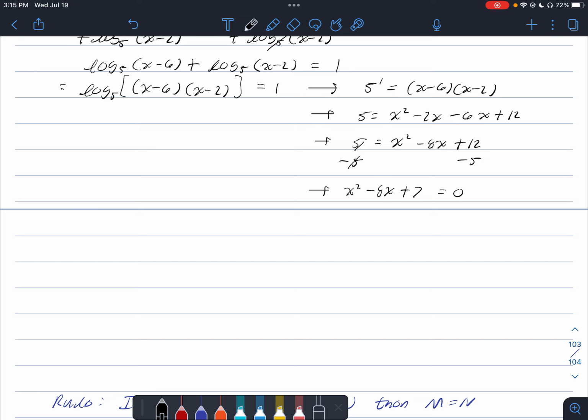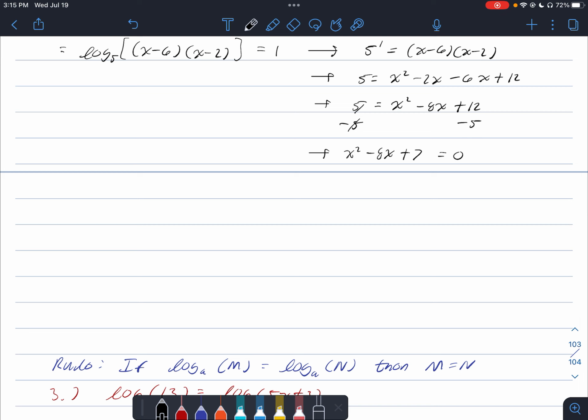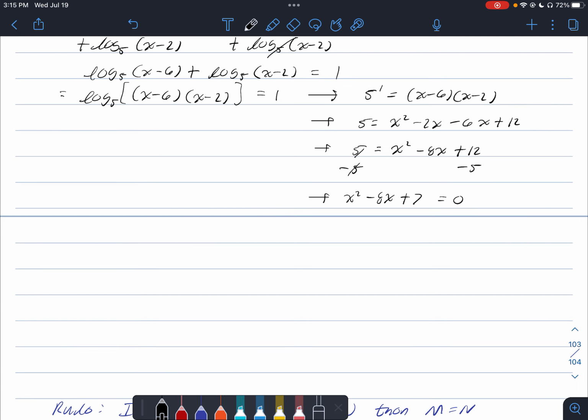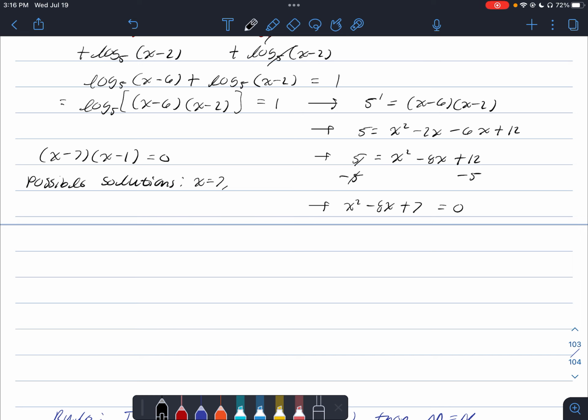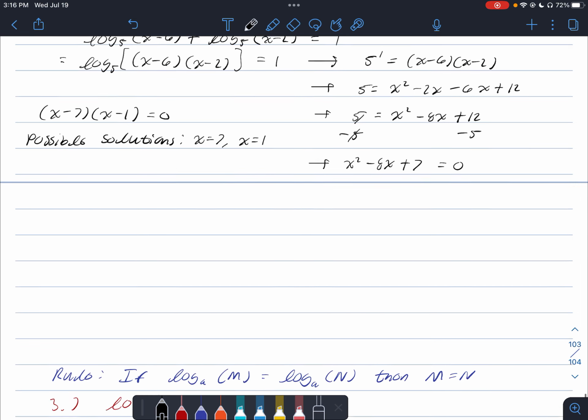Alrighty. So now we want to find two numbers that multiply together to give us positive 7 and add to give us negative 8. I'm thinking we can do negative 7 and negative 1. So negative 7 times negative 1 is positive 7, and negative 7 plus negative 1 is negative 8. So we'll have x minus 7 and x minus 1 is equal to 0. Therefore, our possible solutions are x equals 7 and x equals 1.